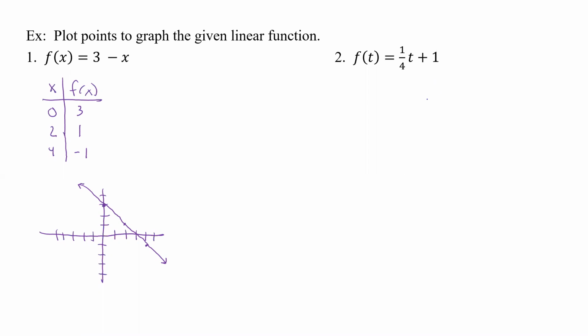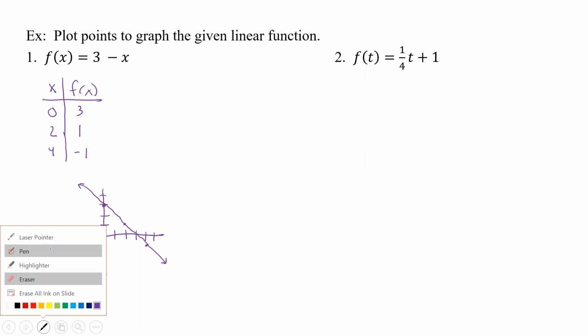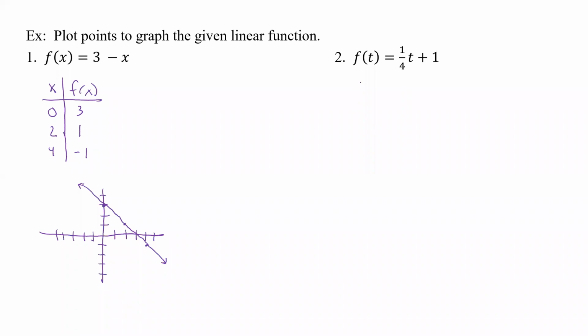This one, if we plot points again, what do we have? Well, we're going to have t and f of t, okay? And I'm going to redraw that because that's kind of crooked, so hopefully we can draw it a little bit straighter this time. So we'll have t and f of t. All right, so let's plug in points.